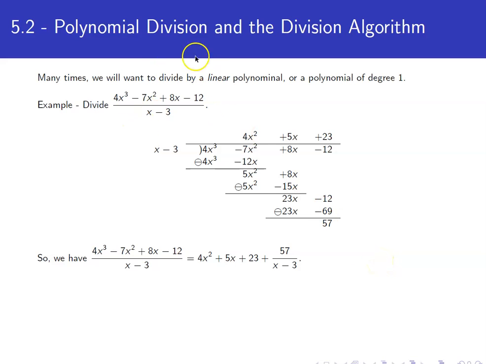So if I look at what this fraction looks like then, here's the quotient, 4x squared plus 5x plus 23, and then we take the remainder over what we divided by, the x minus 3.